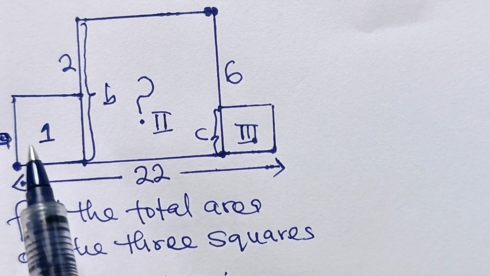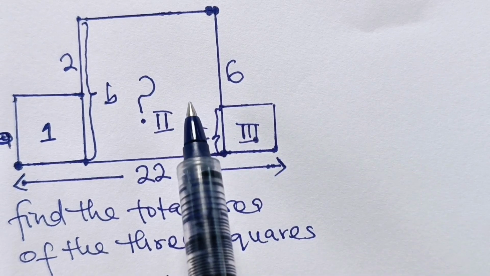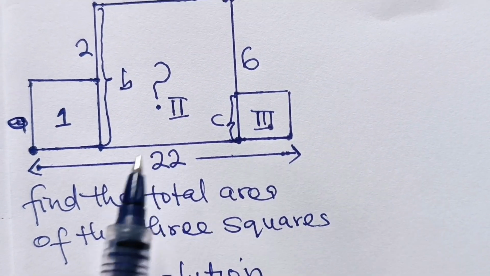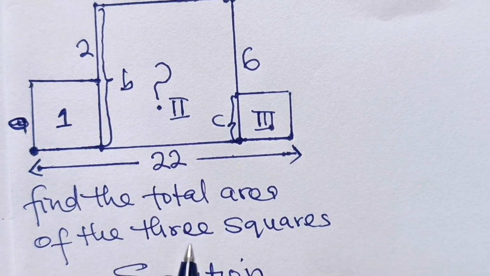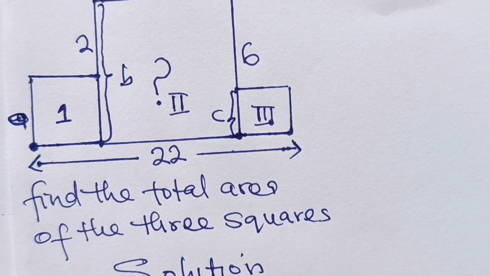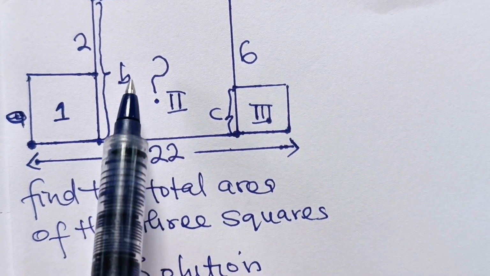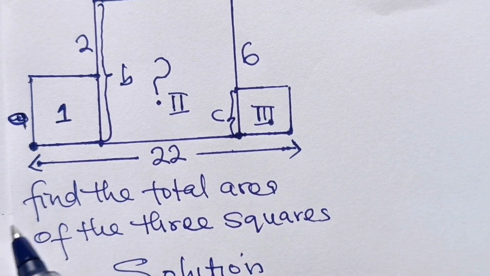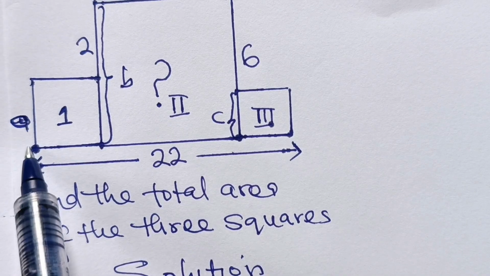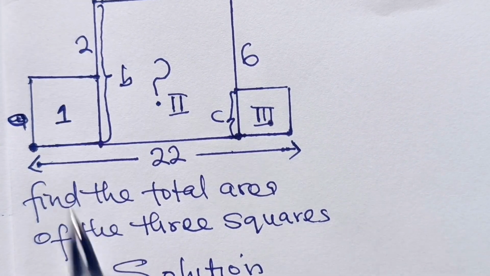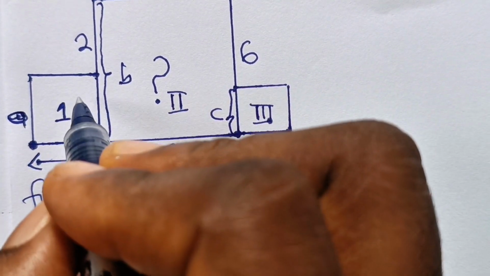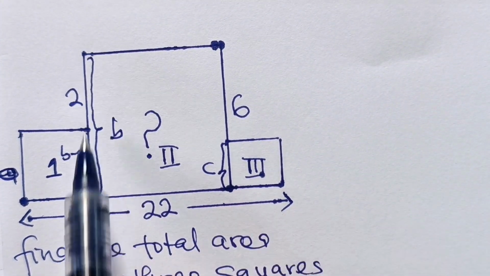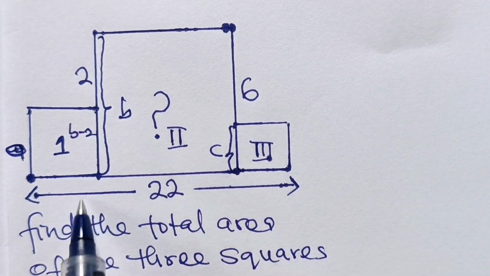But since we have three unknowns here, it will be impossible for us to get what we wanted. So let us see how we can reduce these three unknowns to something simpler, maybe to just one unknown. Now if the whole of this is B, and from here to here is 2, it simply means that from here to here will be B minus 2. So we are going to replace A with B minus 2.